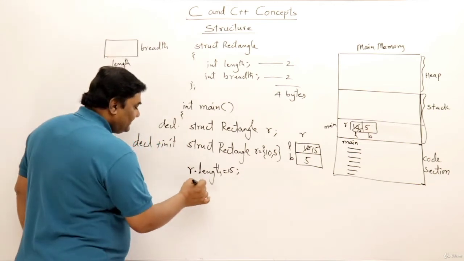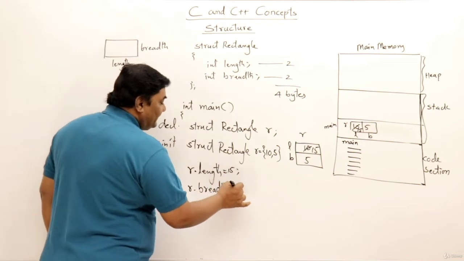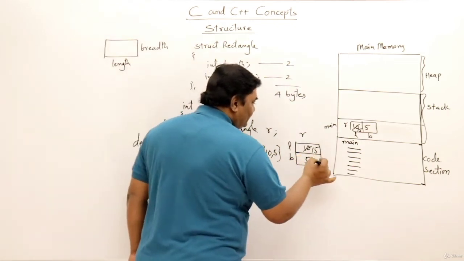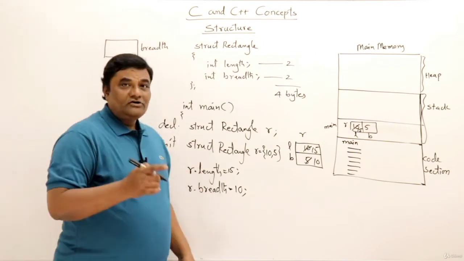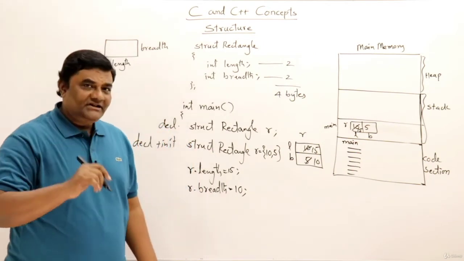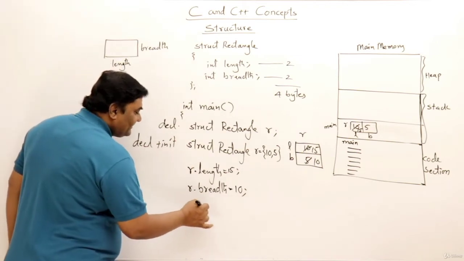Then r.breadth, I can modify it. r.breadth, assign 10. So this is modified to 10. So if you want to read or write the members of a structure, the dot operator is used. Here I will calculate the area of a rectangle and show you. So directly I will print the result.